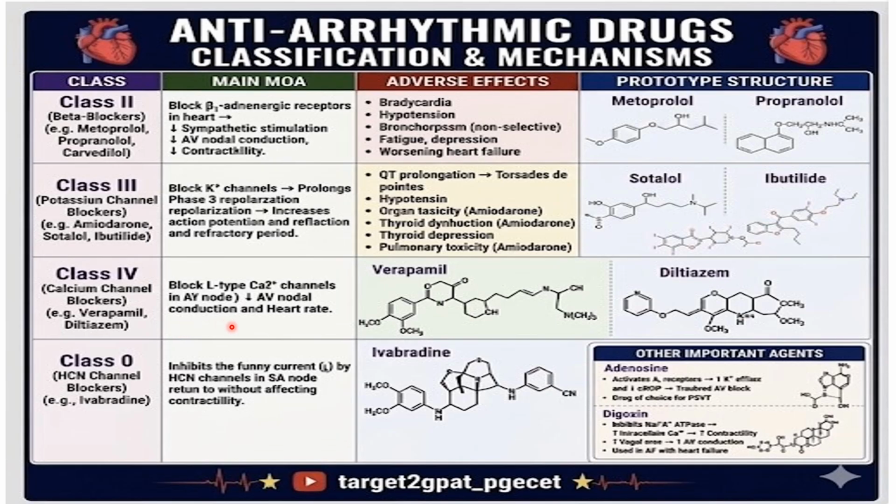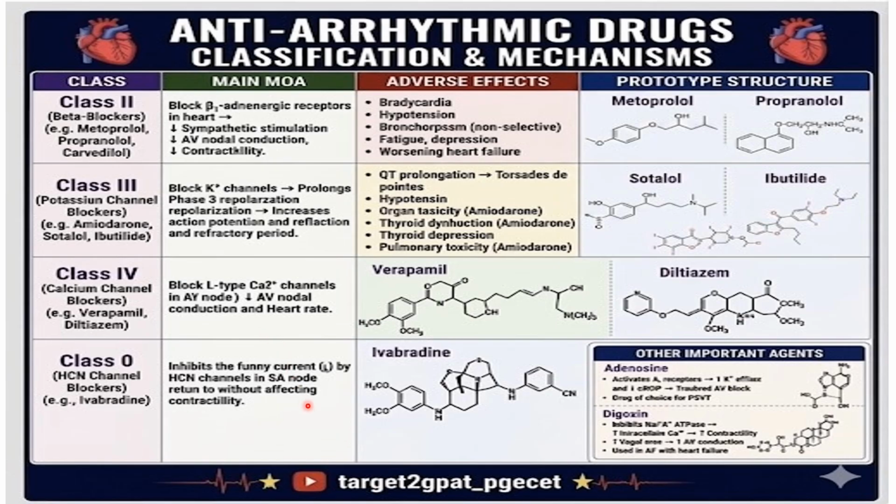Always remember, the main mechanism of action is decrease in AV nodal conduction. Beta blockers also decrease AV nodal conduction, and calcium channel blockers also decrease AV nodal conduction, along with decrease in heart rate and decrease in contractility. The best examples are V and D, verapamil and diltiazem. We commonly remember them by our two cricket star names, Virat and Dhoni. Verapamil and diltiazem are the more important calcium channel blockers here.